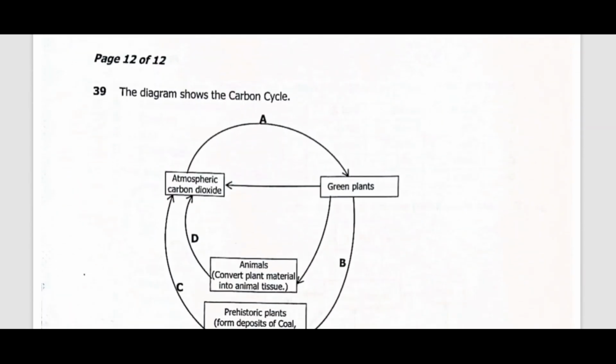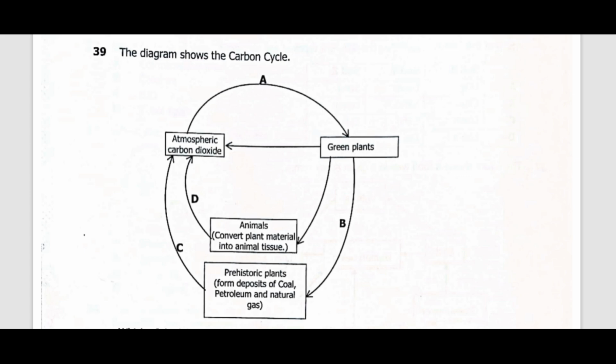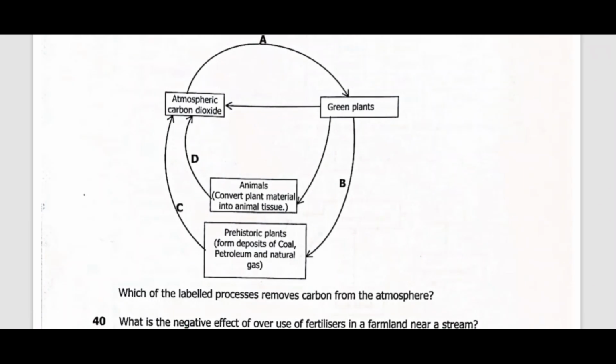Then we go to 39. The diagram shows the carbon cycle. Okay, so green plants, atmospheric carbon dioxide. Let's look at the question. Which of the labeled processes removes carbon from the atmosphere? So it's process A. Why? This is photosynthesis. Photosynthesis is the only process in nature that uses carbon dioxide in the atmosphere. So this is our answer here.